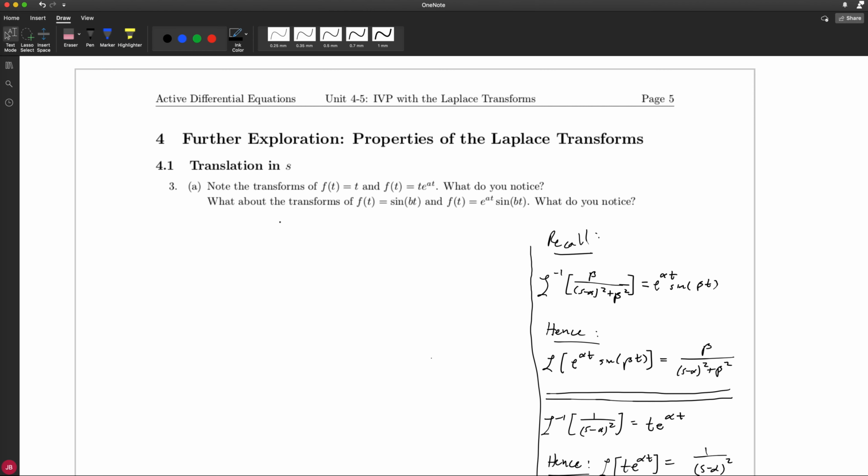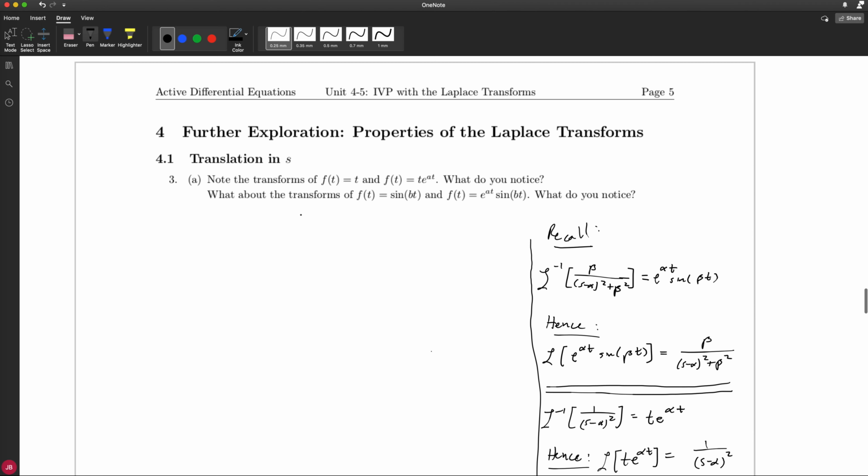In this video we're going to talk about properties of the Laplace transform beyond just linearity and stuff like that. I think these properties are really neat and this is one of my favorite things to teach. Let's do this one first, the one with the sign. Okay, so we're going to learn about something called translation in S.